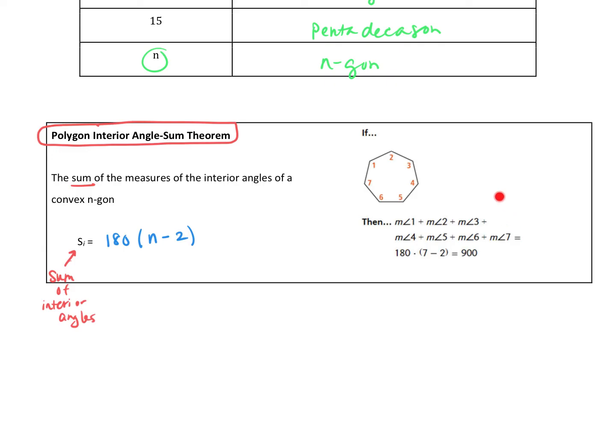Here's what this looks like written out in picture form. If we have this polygon, 1, 2, 3, 4, 5, 6, 7, a heptagon, then the interior angles will add up to equal 180 times n minus 2. Our n is 7 because there are 7 sides. 7 minus 2, we do the math, we get 900.